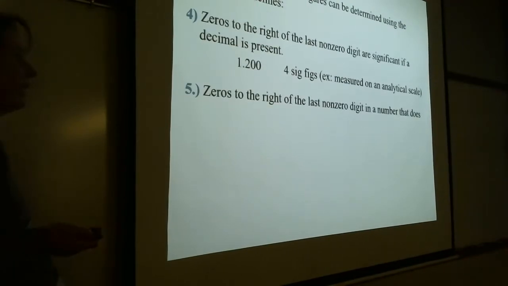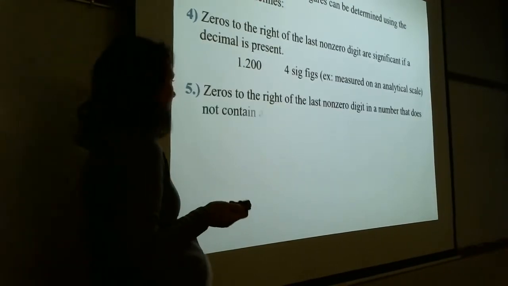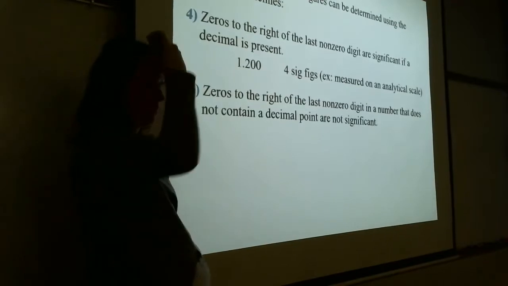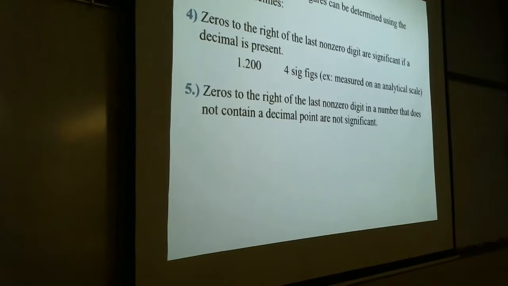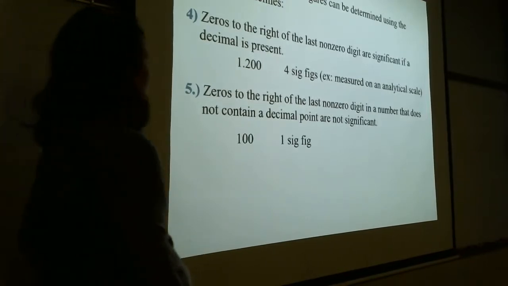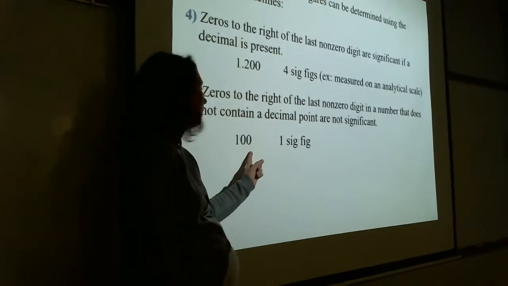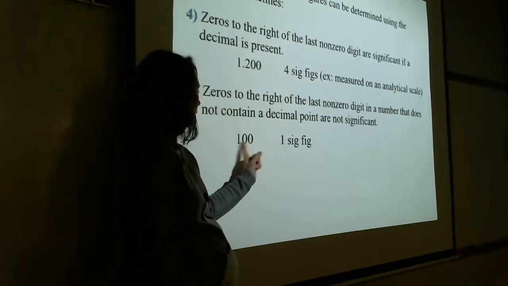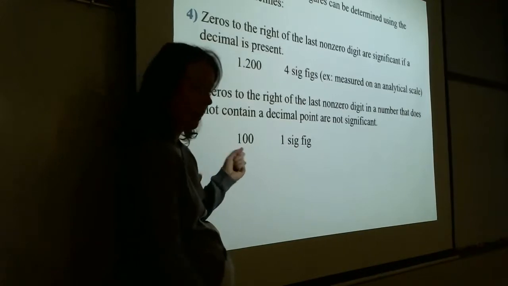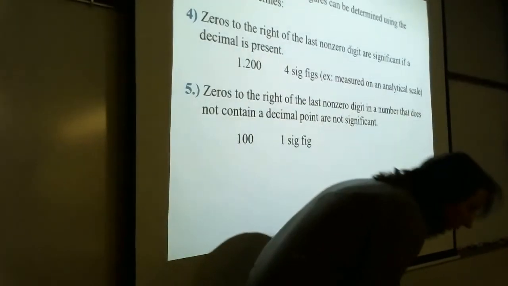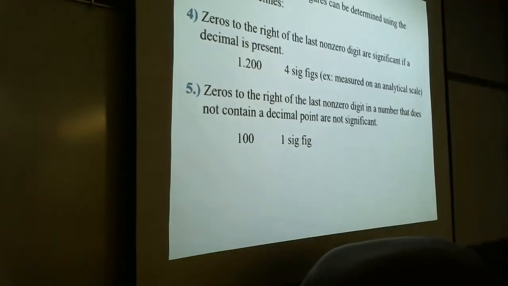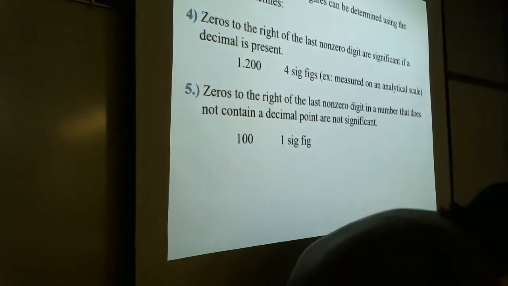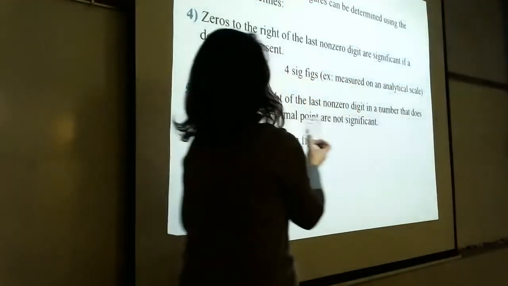Now, zeros to the right without a decimal, not significant. So if there's a zero to the right and there's no decimal place, then it is an insignificant value. So let's look at this. 100, no decimal place. 100 with no decimal. All right, a great example of glassware that would give you 100 with no decimal place. Do I have any beakers? Yes. 100 with no decimal place. My good friend, the beaker.